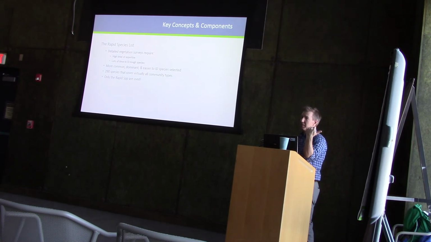The rapid species list is the next key component. This is where some of the innovative sampling method comes up. We said, can we simplify things and bring down the level of expertise? We're going to do it by simplifying our plant species list. It also takes a lot of time to ID tough species, so we're focused on the more common, dominant, easier to ID species. We boiled it down to 290 species. And when you're out there, you only look at the rapid species. You only need to look at those, and you can ignore everything else.